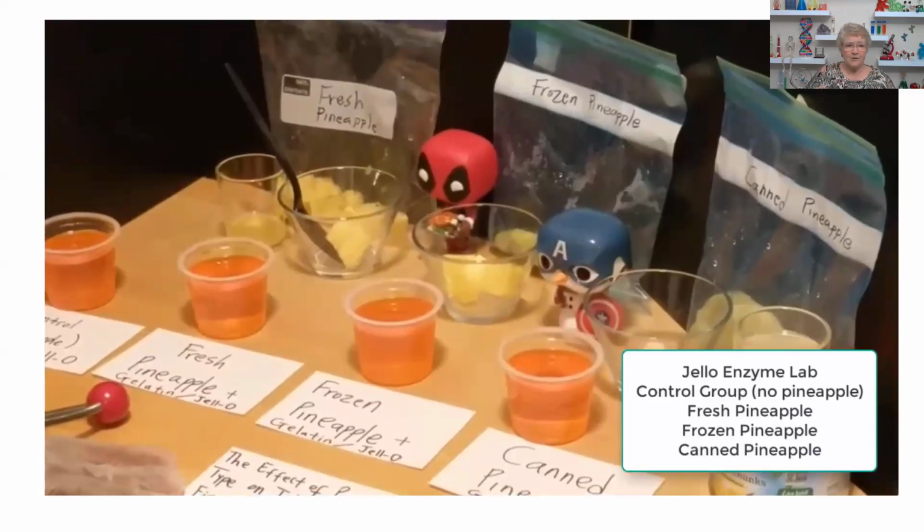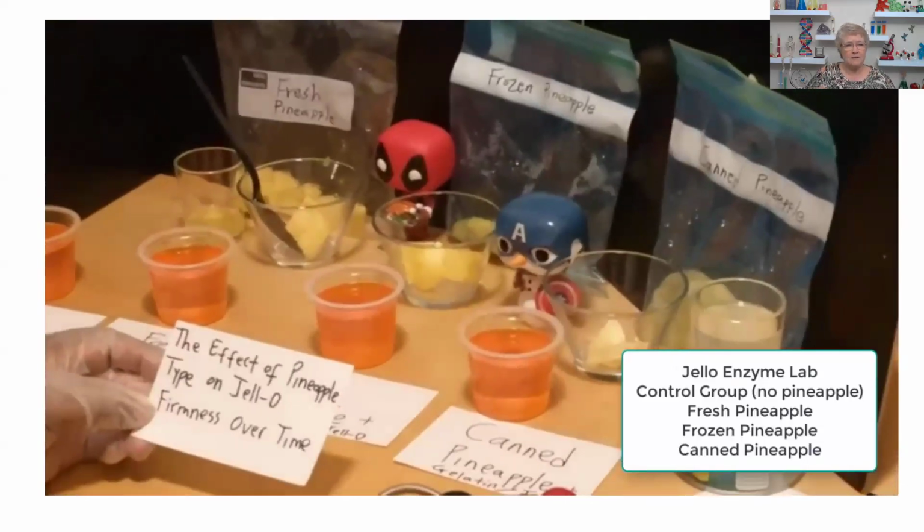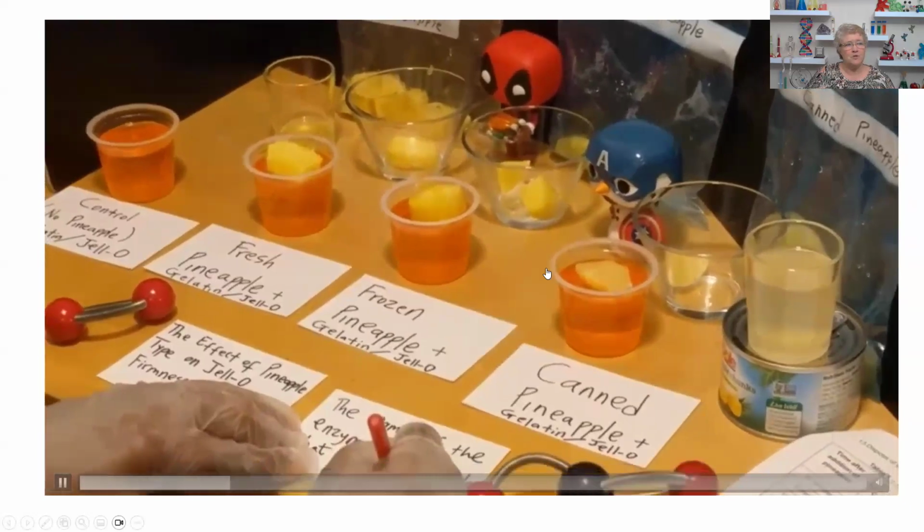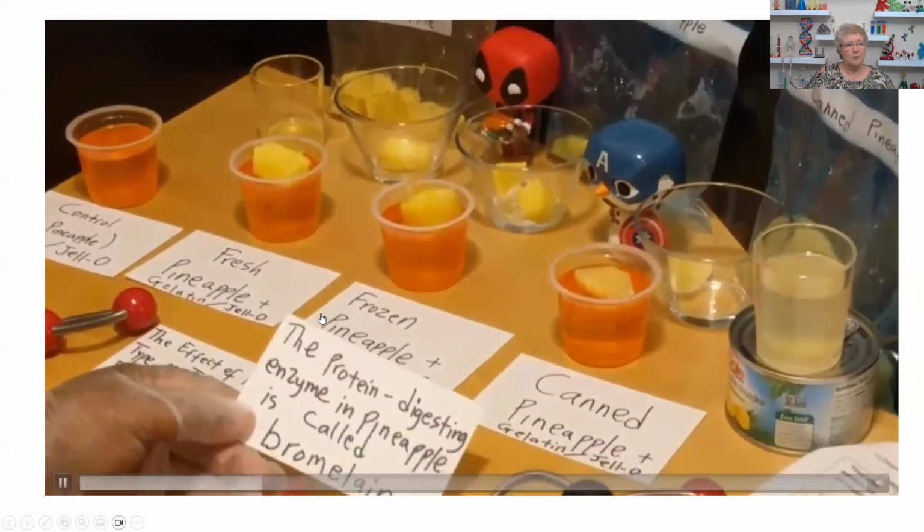So let's watch this short synopsis. There's no audio with this. So there's the instructions. This is how the lab was set up. So all of the Jellos were put across with the labels on them.